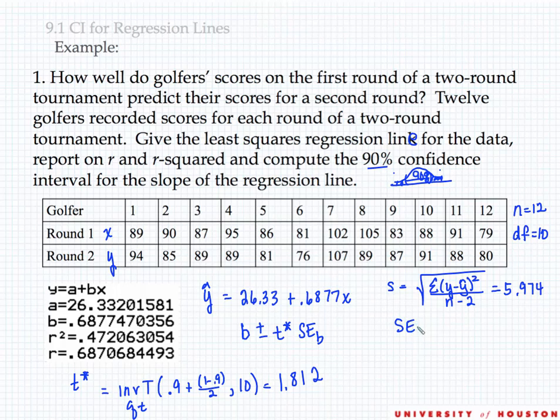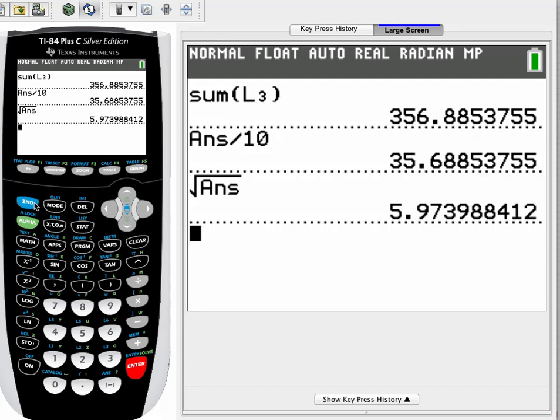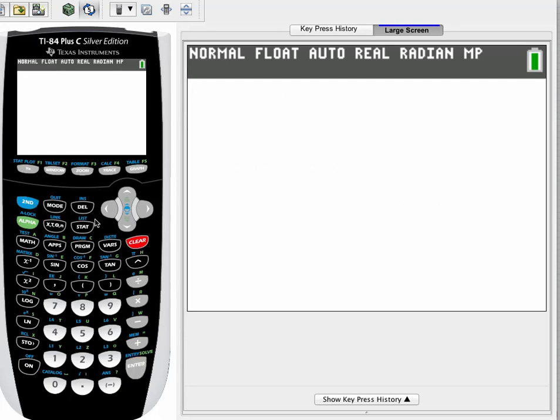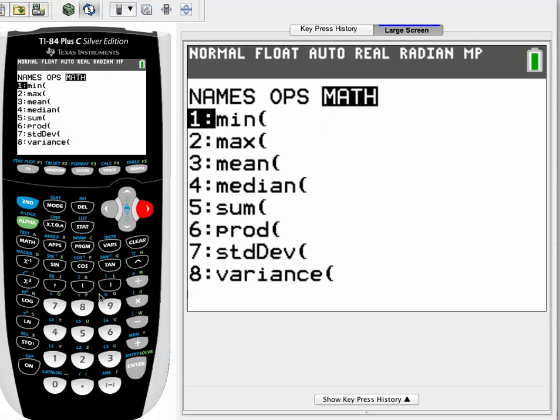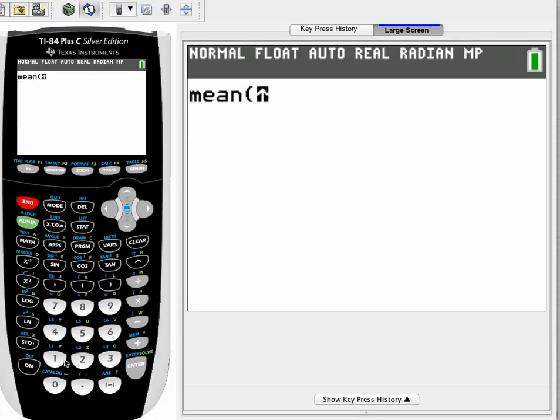Now our standard error for the slope is our S divided by the square root of the sum of our x minus our mean x squared. So our numerator will be 5.974. In the denominator, again, we're going to let the calculator handle this. So let's clear this. We need to find the mean value for x. X was stored in L1. So we're going to go to list, over to math, and tell it to get the mean of L1.